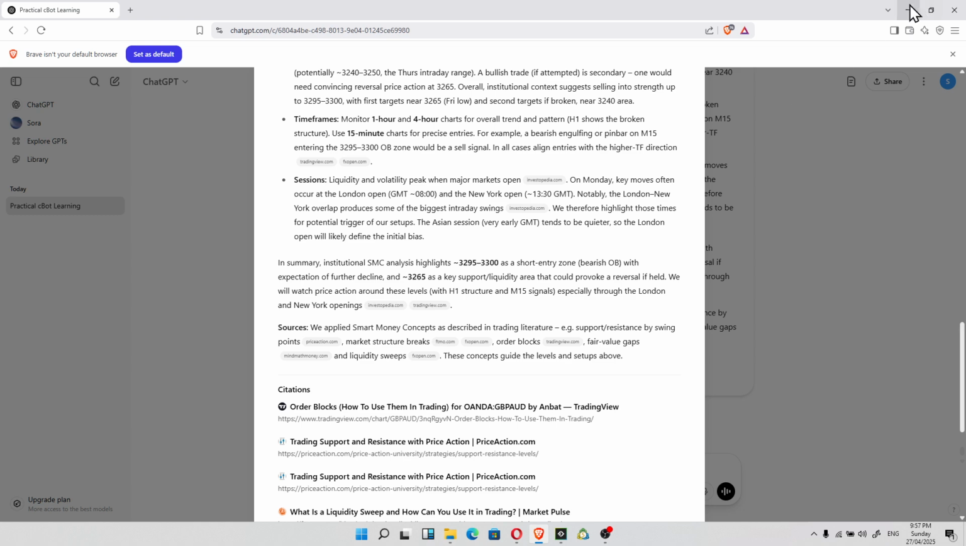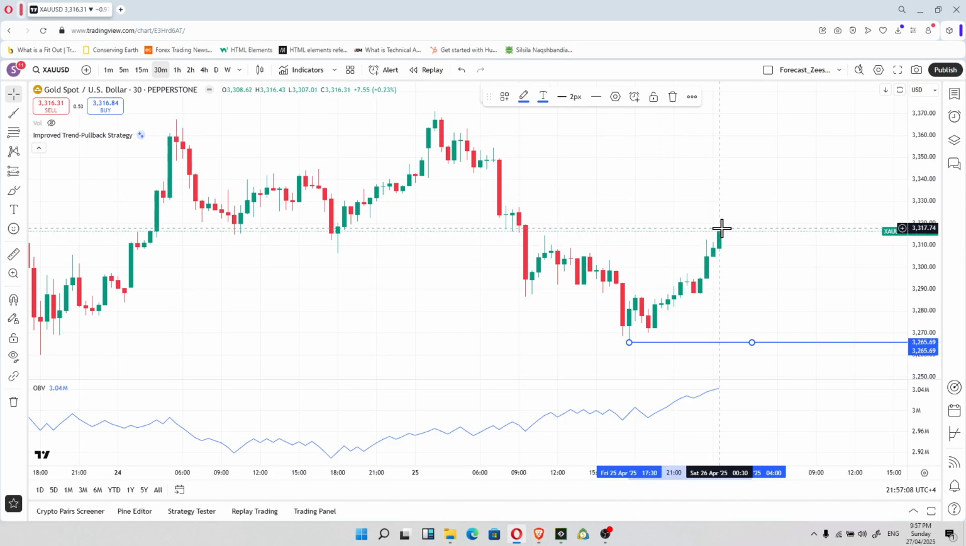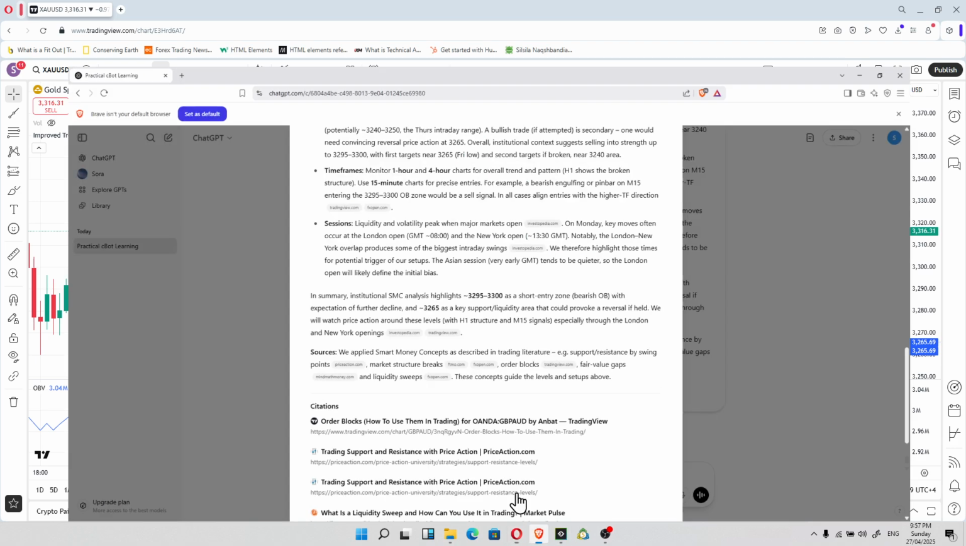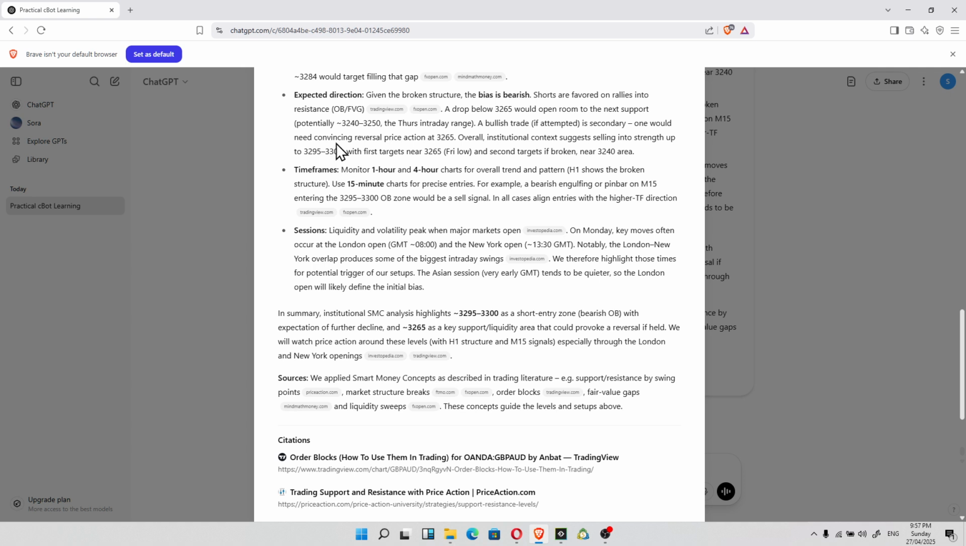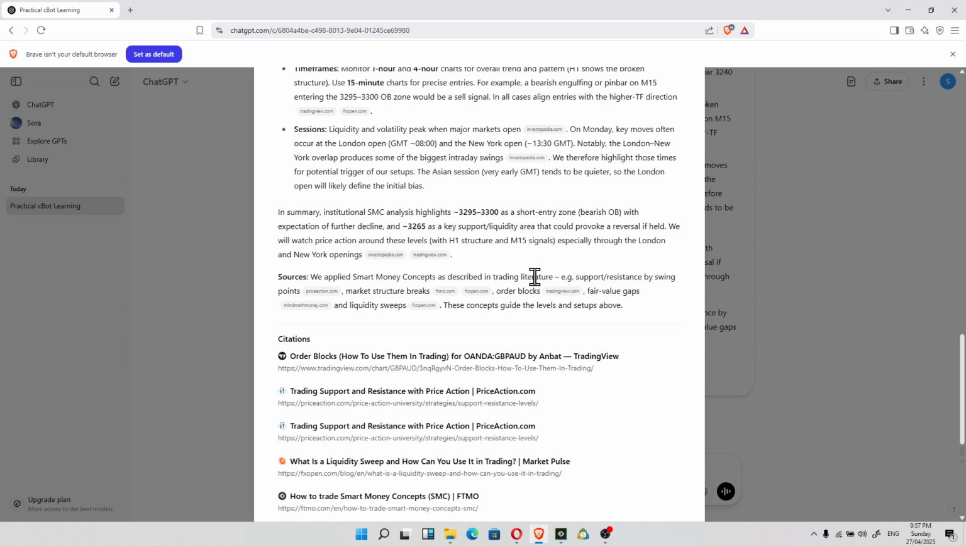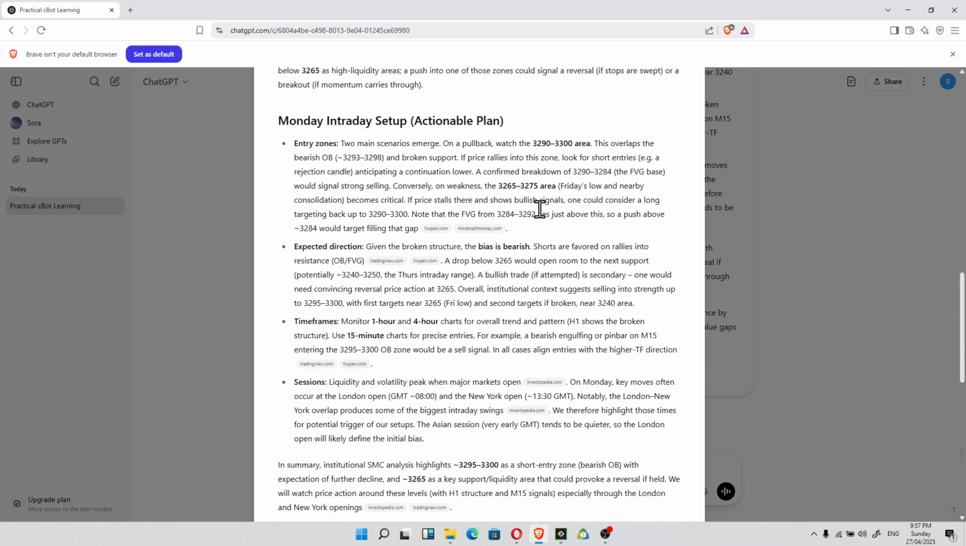So what could happen? Price could move first here, and from this level the market should bounce here. So what can we expect? Let's do expectancy. Speculation: shorts are favored on rallies into resistance, whenever the market is coming to a resistance. So where is our resistance? We have this 32.90, 33.00 area.